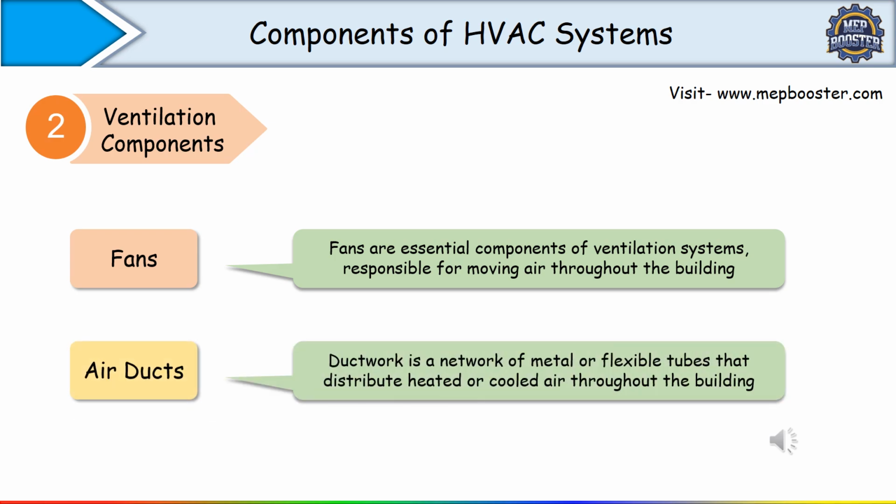The next component of ventilation is air duct. Ductwork is a network of metal or flexible tubes that distribute heated or cooled air throughout the building. Properly designed and insulated ductwork ensures efficient airflow and consistent comfort. Dampers within ductwork may be used to regulate airflow to different zones or rooms within the building. So these are the ventilation components.